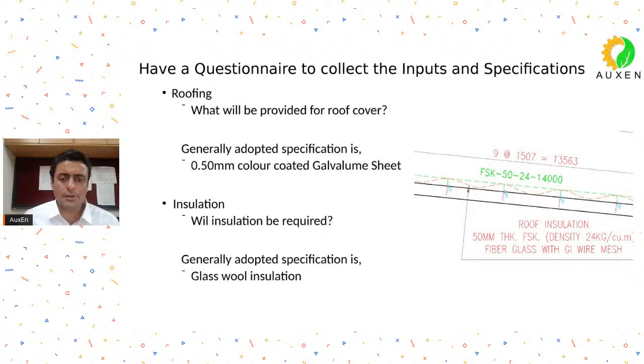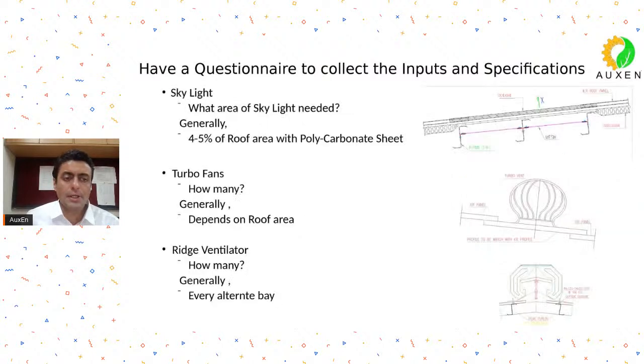But here we are trying to take a bird's eye view of all the inputs and specifications of an industrial shed. Whether or not skylights, turbofans, ridge ventilators are required. Skylights, what are skylights? They are transparent or semi-transparent panels made out of polycarbonate sheets to give you good light inside the shed. So, what area of skylight is required? You should ask. Generally, we provide around 4 to 5% of the roof area as transparent sheeting.